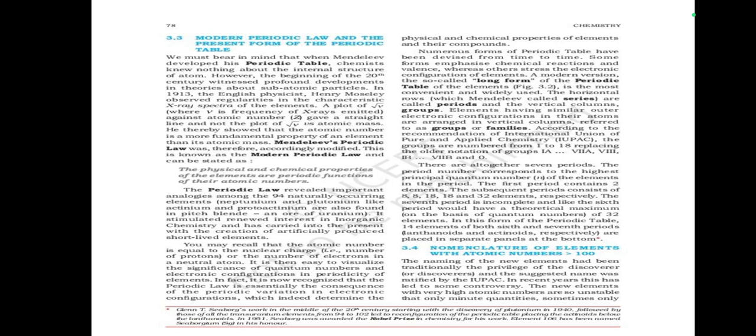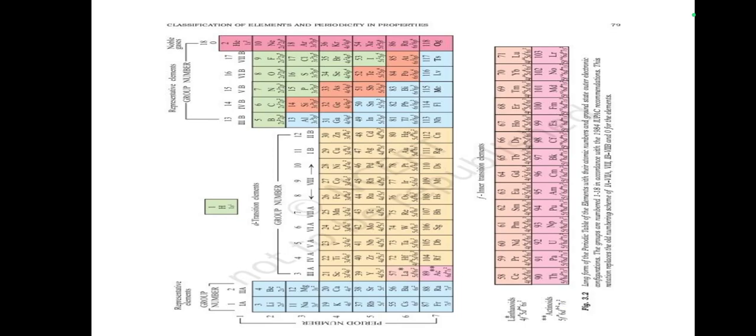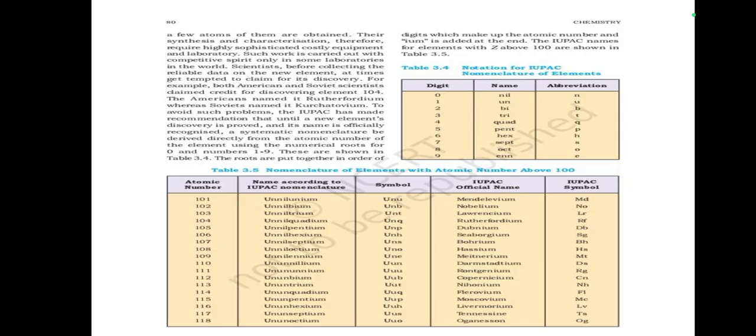Nomenclature of elements with atomic numbers greater than 100. The naming of the new elements had been additionally the privilege of the discoverer, and the suggested name was ratified by the IUPAC. In recent years, this has led to some controversy. The new elements with very high atomic numbers are so unstable that only minute quantities, sometimes only a few atoms of them, are obtained.